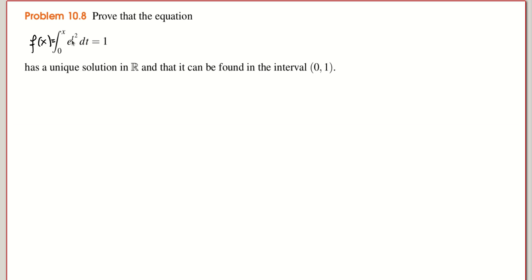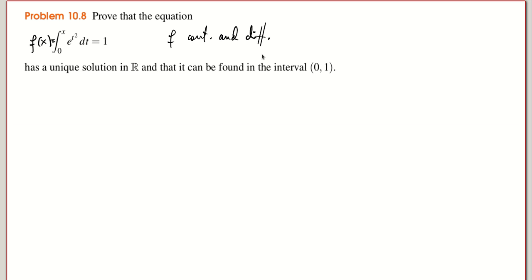Well, this function here is continuous, therefore f is continuous and differentiable. It's both, right? You know that because that's part of the fundamental theorem of calculus. All right, so with this information we can try to prove everything.